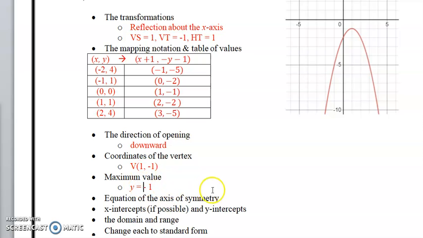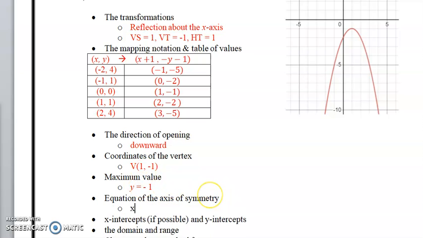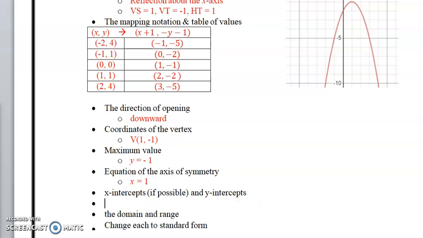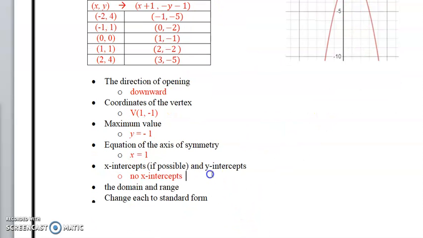Axis of symmetry is the x value of the vertex. So it's going to be x equals +1. You can clearly see there's no x-intercepts. No x-intercepts. And the y-intercept, we can see from our table of values, 0 and -2 work from the diagram. And the y-intercept is 0 and -2.